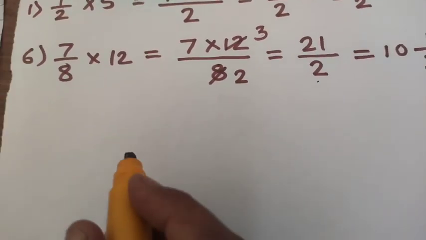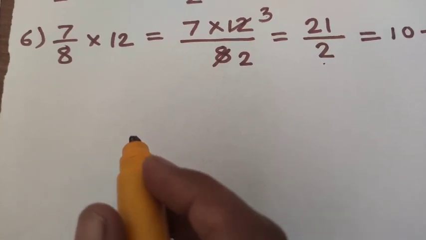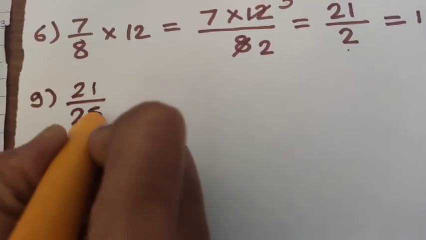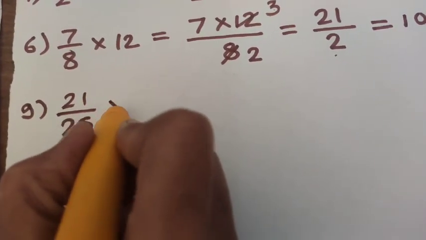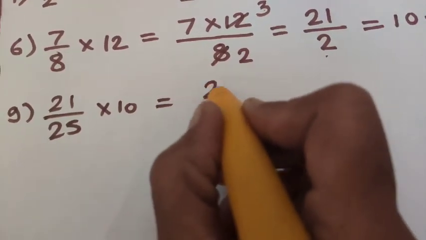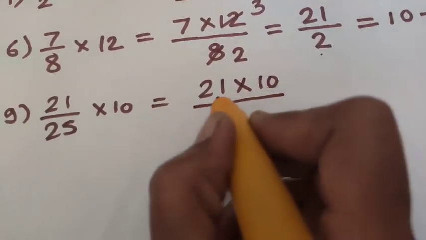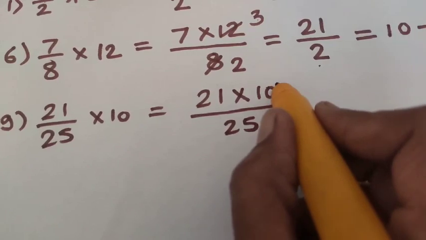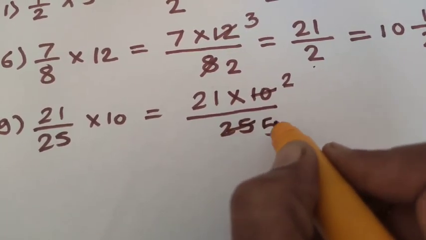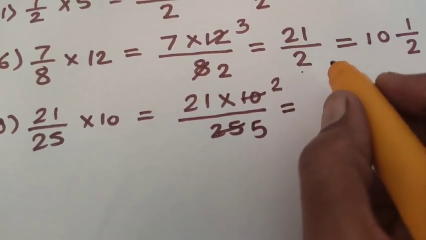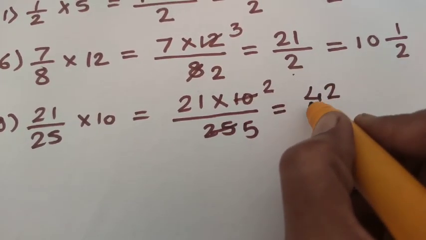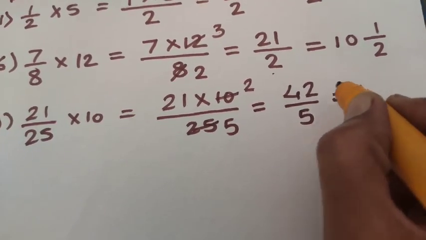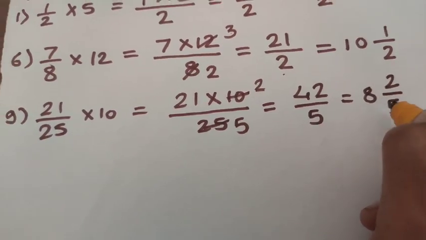Now I am solving ninth question. 21 by 25 into 10. 21 multiplied by 10 upon 25. So 25 and 10 divide with the 5 now. 5 2s are 10, 5 5s are 25. 21 2s are 42 upon 5. 5 8s are 40, 2 remainder and 5 is the denominator.